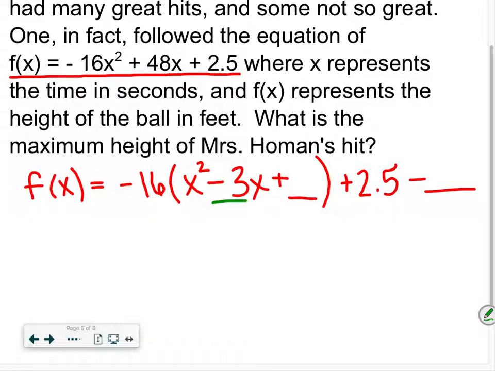So b over 2 would be negative 3/2, right? And b over 2 squared, negative 3/2 squared, would be positive 9/4. Now, did I really add in 9/4? Why not, Riley? Because you are subtracting it too. So if I just put 9/4 right here, it will be balanced? Yeah.